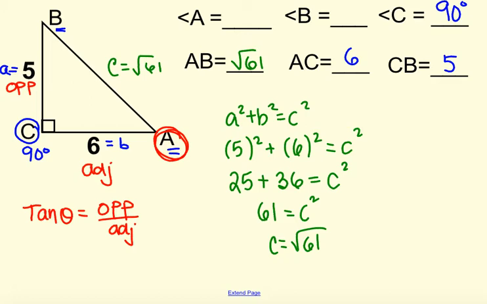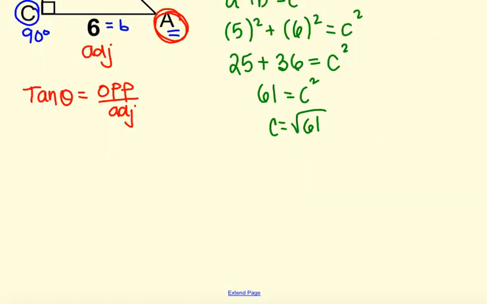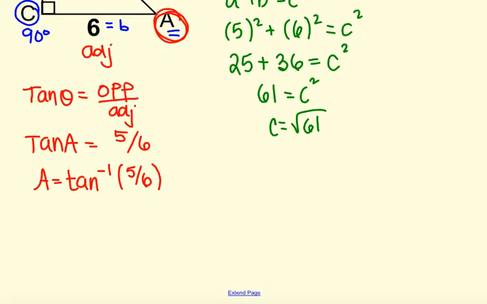So let's substitute in what we know. Tangent of angle A, side opposite was 5 units, side adjacent is 6 units. Now, in order to find an angle measure, we have to use inverse trig. So the tangent inverse of 5 over 6. Now let's find the angle.